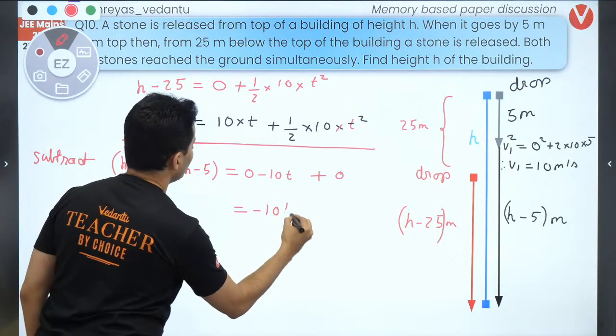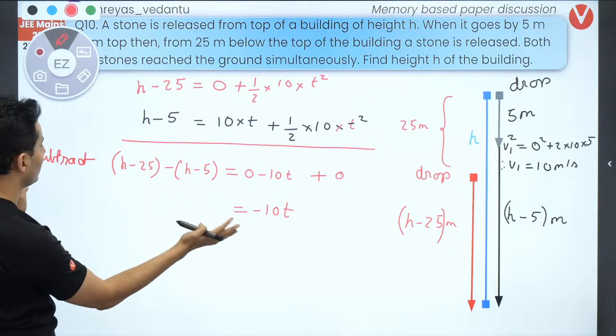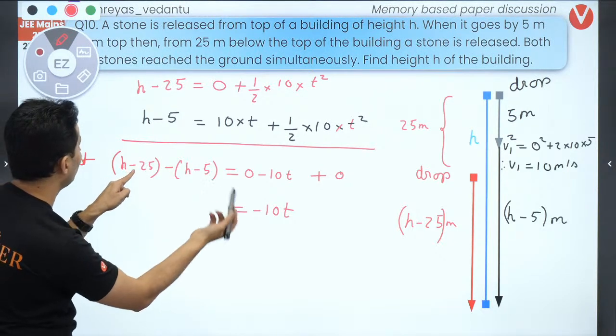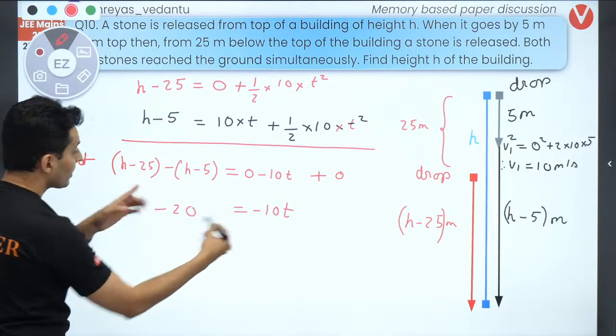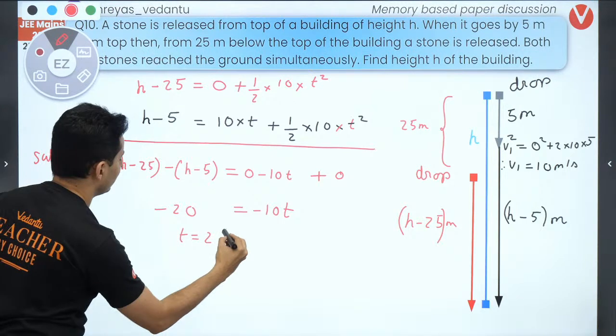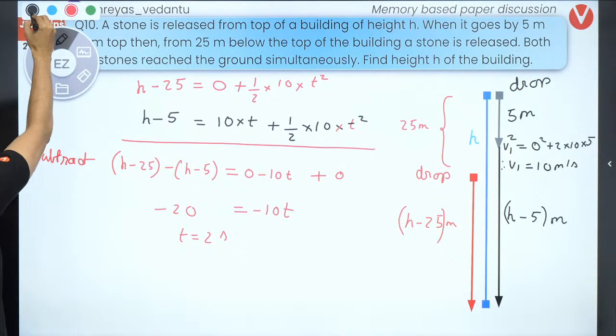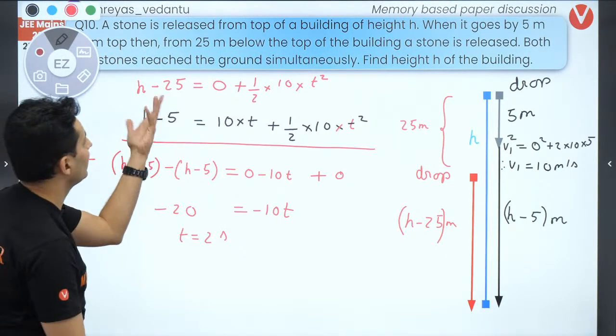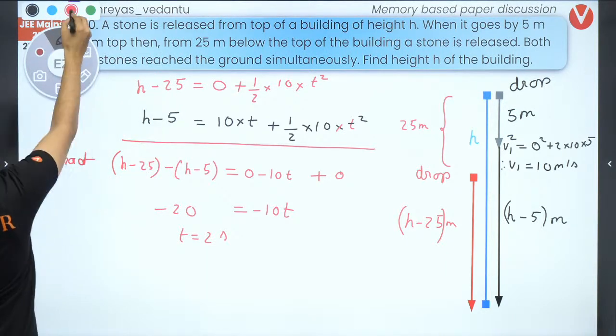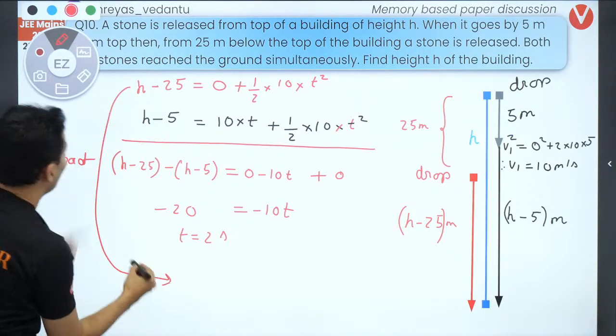This will become minus 10t, and this will become h minus h, 0, and this will be minus 25 plus 5, which will be minus 20. Minus minus goes, time will be 2 seconds. Now the only thing remaining is to use it anywhere. Let's say I use it over here. So what will I get?